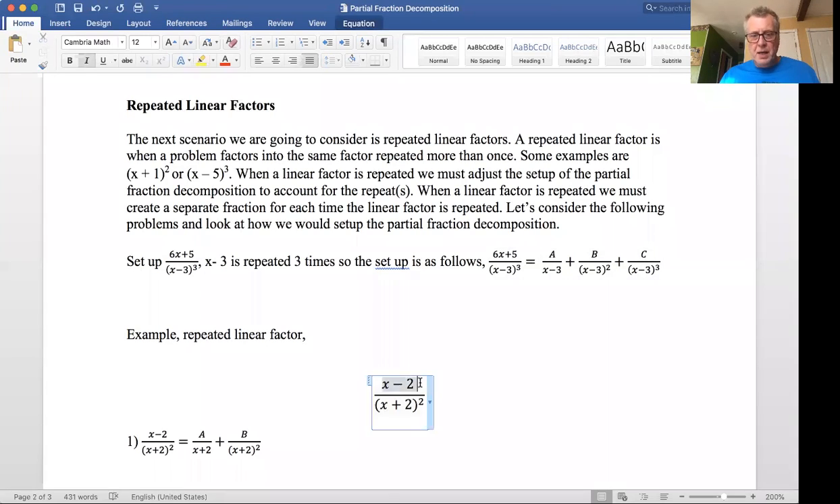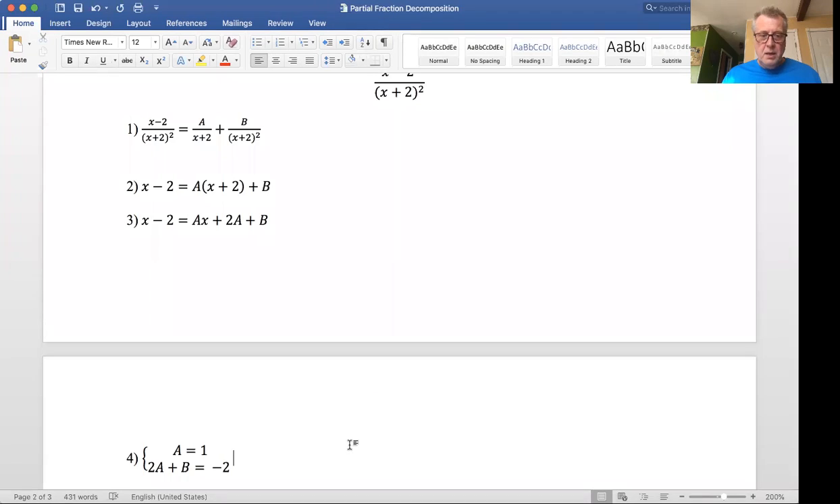In this one, we have (x - 2) over (x + 2) quantity squared. So since the x + 2 is squared, it's repeated twice. It is expanded as A over (x + 2) plus B over (x + 2) quantity squared. So when we set up, this x + 2 has to be multiplied by that extra x + 2. That extra x + 2 means we have to multiply the A by x + 2. The B already has the denominator that's common, (x + 2) squared, so you don't need anything to multiply with the B.